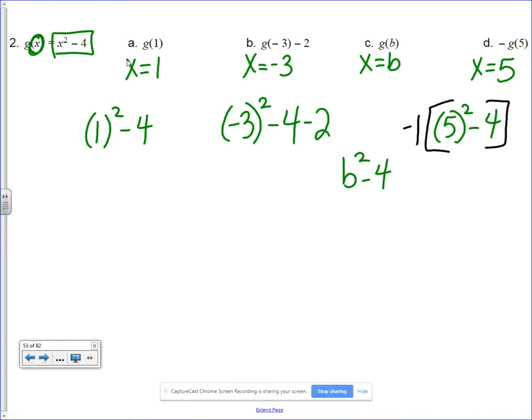So, what's letter A? -3 sounds good. Next one's +3. You guys agree with +3?